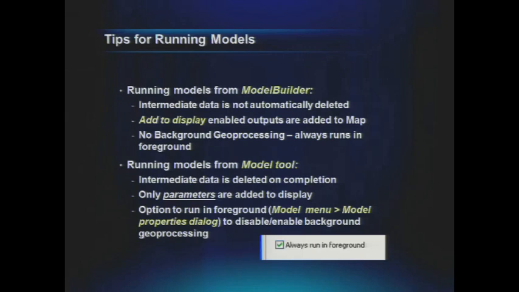Another sort of trick, when you add to display and you're running it as a tool, that output element that you have, you need to not only check off the add to display, but you also need to make that output a model parameter. It has to have the little P beside it. Okay, then you can double click on the tool and run it and it'll add to the display for you. So one extra little piece that you need to do there. And then you do have the option to run things in the foreground, okay, or the background, if you're running it as a tool. So it's up to you.